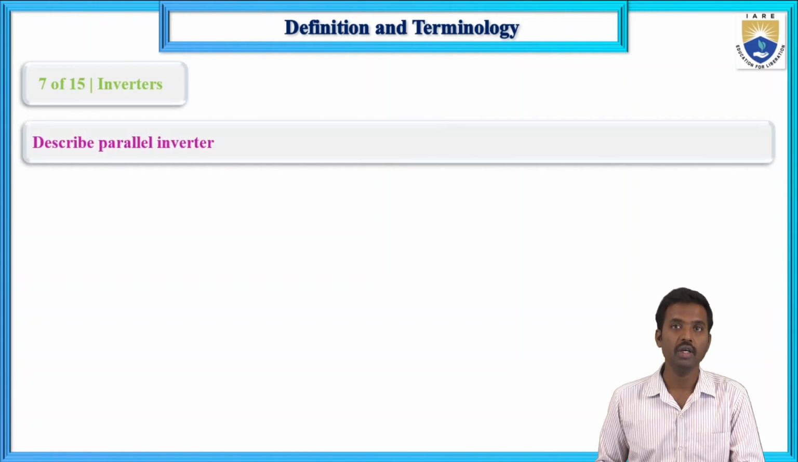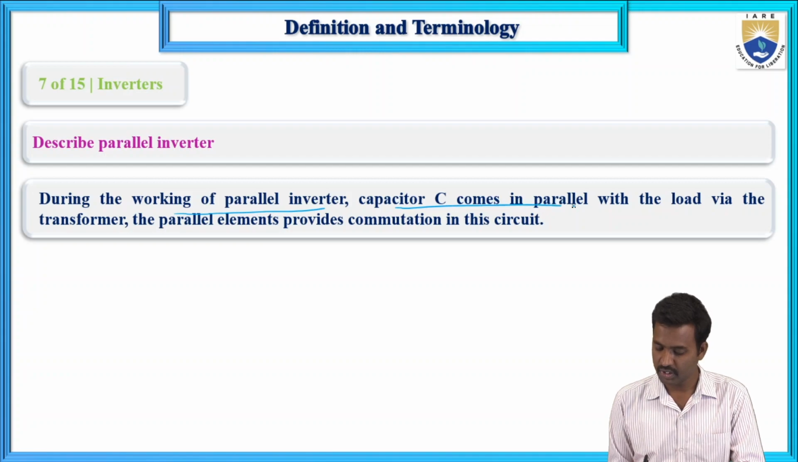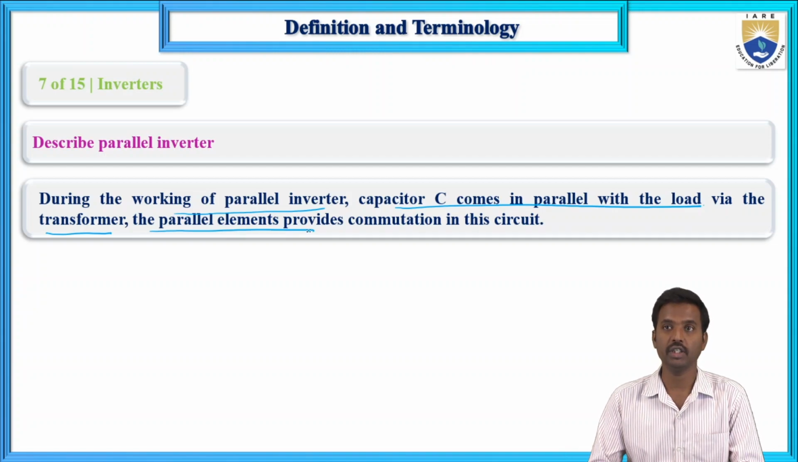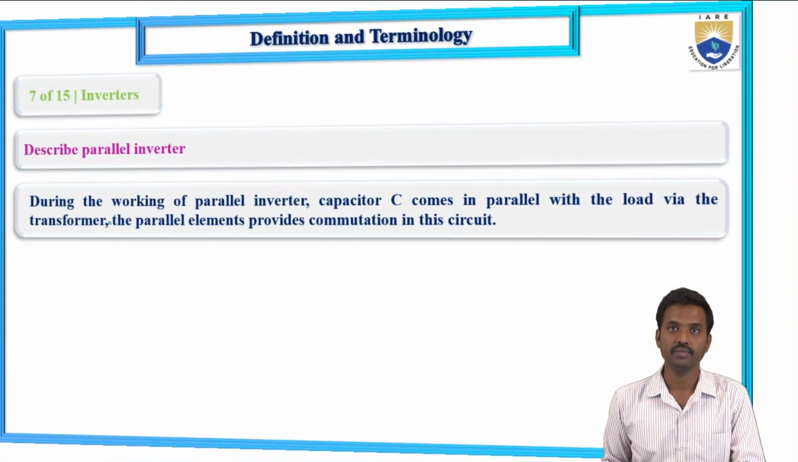So what about the parallel commutated circuit? During the working of the parallel commutated inverter, the capacitor comes in parallel with the load via a transformer. The parallel element provides commutation in this circuit. So in the parallel commutation circuit, C comes in parallel with the load via a transformer.